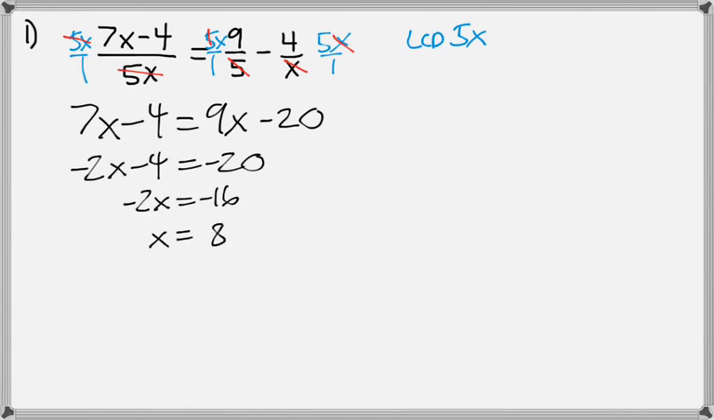Now if I check this in all of my denominators, 5 times 8 is 40, that's not 0. It doesn't even go into that one. And then 8 itself is 8, it's not 0. So it's not making any of my denominators 0. So this is our final answer.